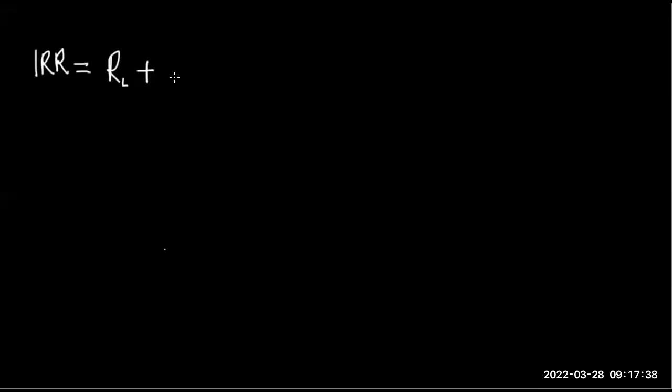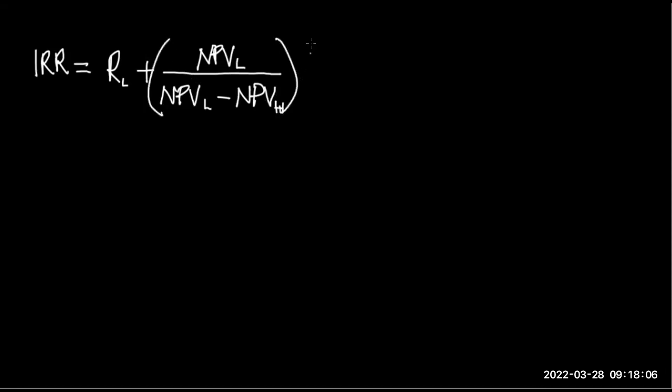So it's the lower rate plus a fraction. The net present value we had for using the lower rate, subtract the net present value we had for using the higher rate. Once we are done, whatever we get here, we multiply by the difference between the rates. But this time around, the higher rate subtract the lower rate. That's the formula.